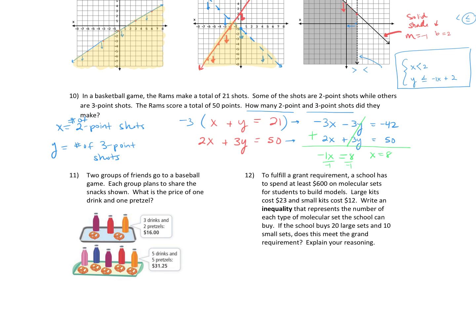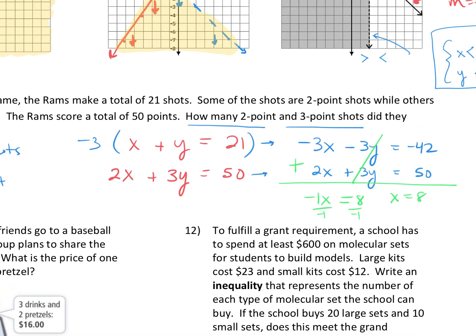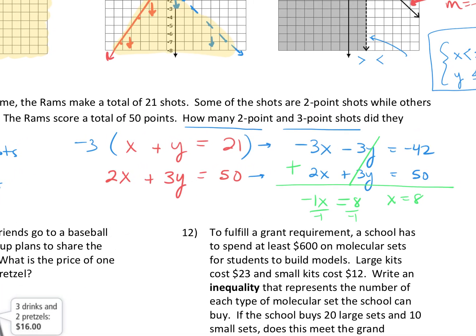Now, how many 3-pointers did they make? Well, we got to take that 8 and plug it back in. We can plug it in for this x right here or this x, whichever one looks easier. I do think the top equation is a little more basic, probably easier for us to solve. So x plus y equals 21, but now that we know that x is 8, we're going to say 8 plus y equals 21. Then we just subtract 8 from both sides, and we get 13. So they made 13 3-point shots.